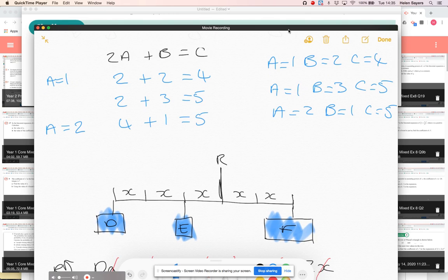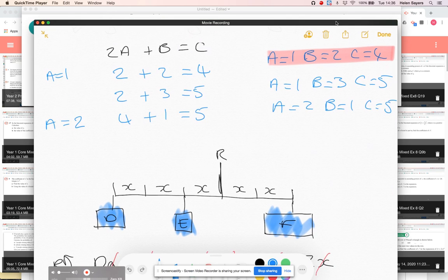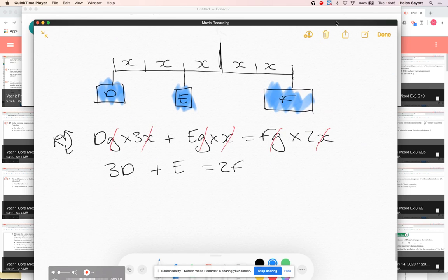Okay, so now I just need to check which of these three options for A, B, and C can work. So I'm just going to check them in order. So A is 1, B is 2, C is 4. So that would mean the total mass of this bit here is 7 kilograms combined. So that would mean that F was 7. So let's just check that.